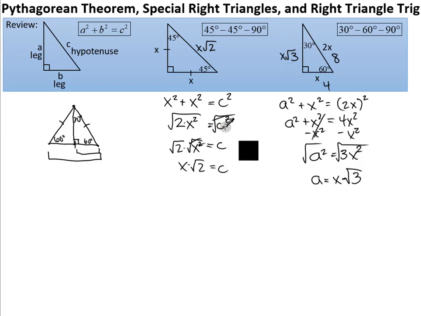And so this shortcut is a very fast way to find some missing lengths in special right triangles. If you have a 45, 45, 90 or 30, 60, 90, you don't necessarily have to do the full Pythagorean theorem. In fact, if you only know one length in these two triangles, you can find the other two using these properties.